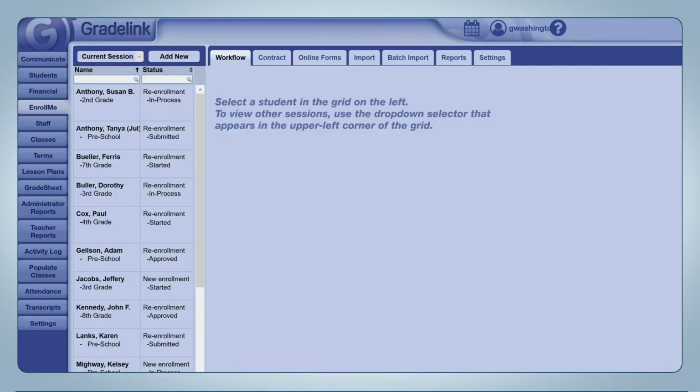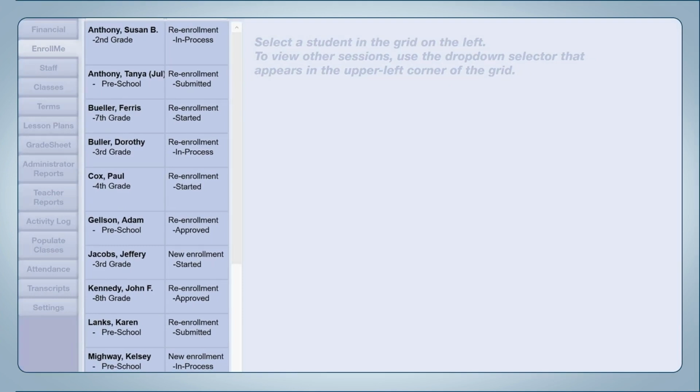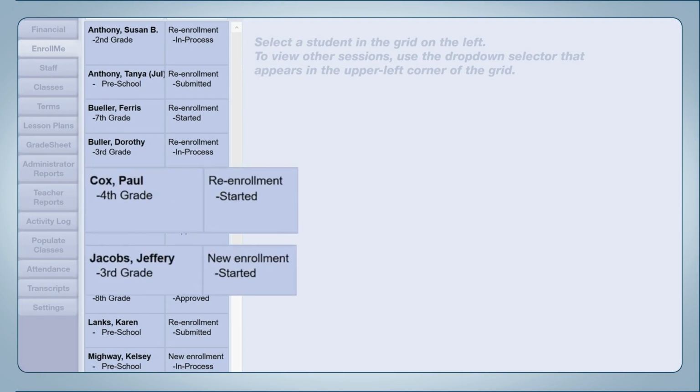Whether they're a first-time applicant or a re-enrolling family, their application will appear on the left-hand side as soon as they begin the process of filling out their information, meaning that you don't have to wait for someone to submit the forms in order to see their data appear in Enroll.me. In that sense, you never really lose a lead.